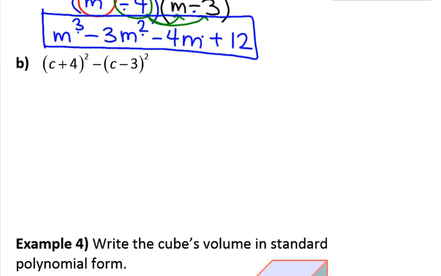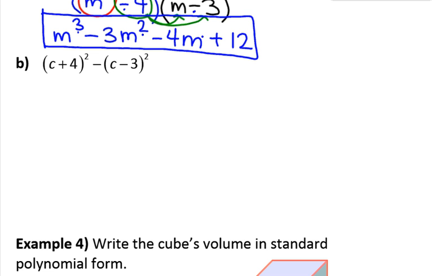Okay, so another example with a lot of operations going on. So this is like multiple operations. So that means more than just one multiplication. We're multiplying and adding, subtracting, all that kind of combined. So for part B, you see you have two binomials that are being squared.